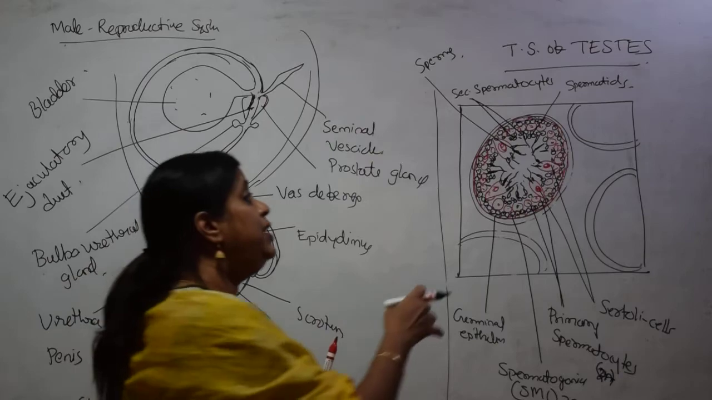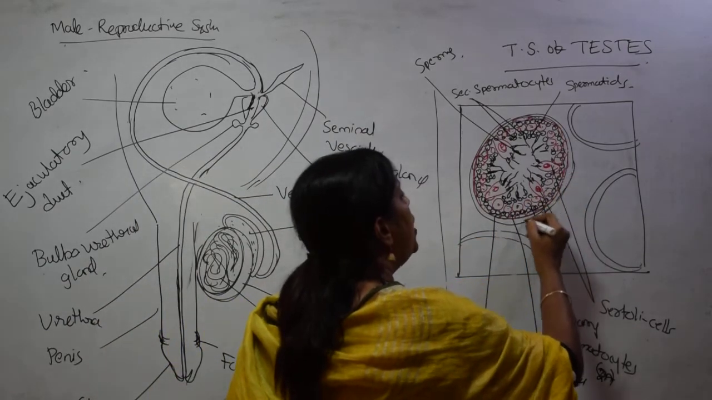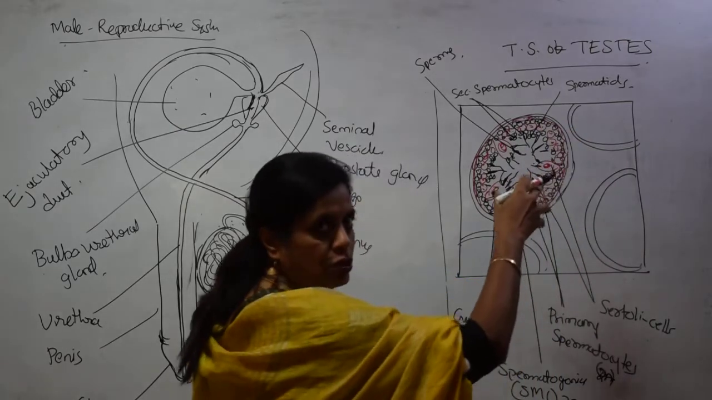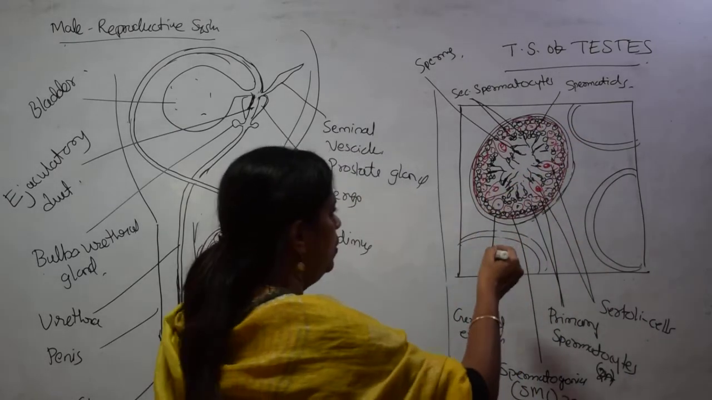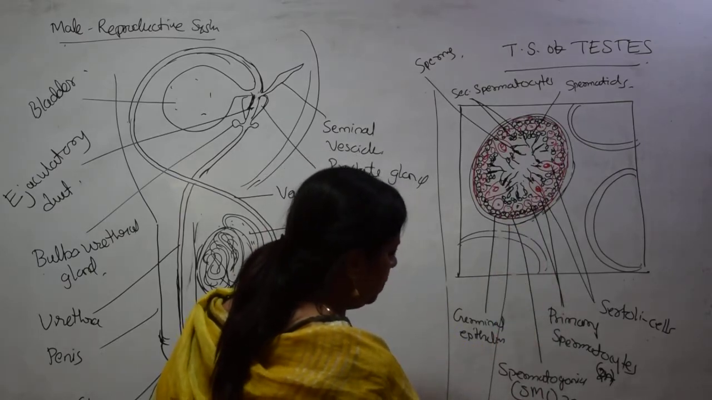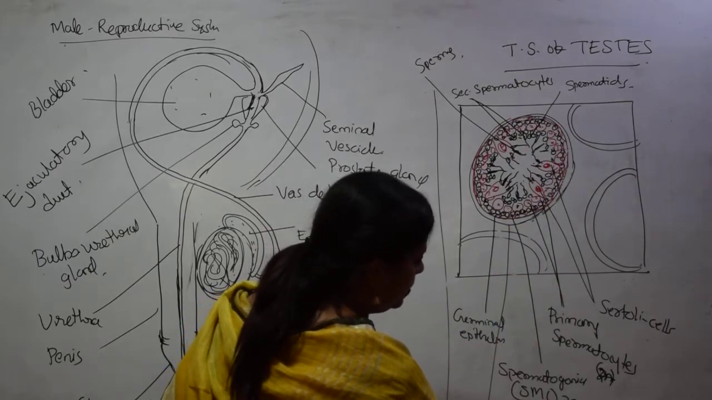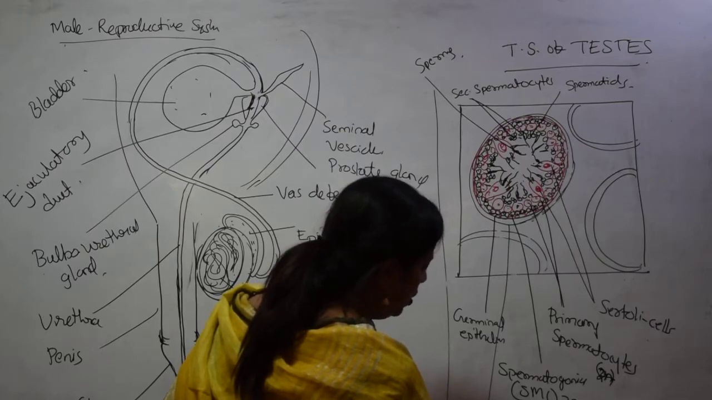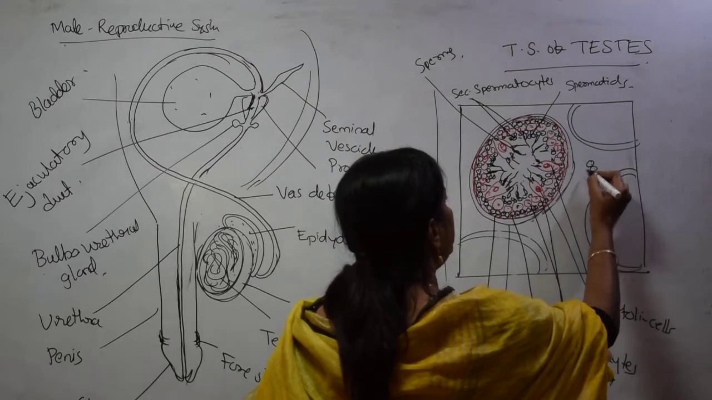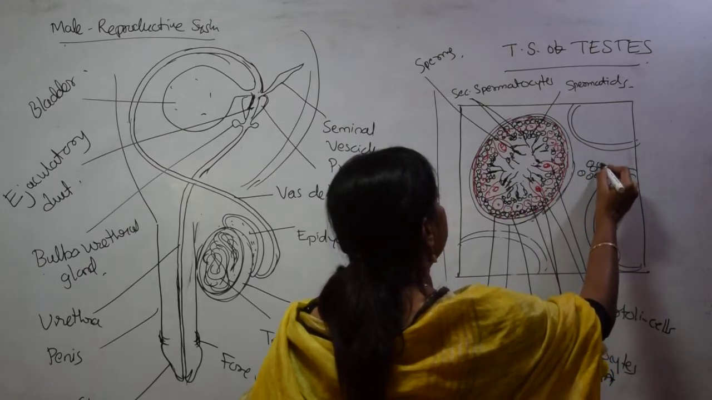Right? The total structures, whatever I have drawn, are seminiferous tubules. Each one is one seminiferous tubule. This is one seminiferous tubule. So each seminiferous tubule is separated from each other. In between you get some undifferentiated cells like this.